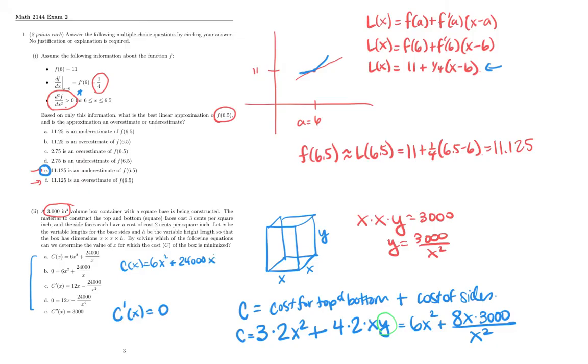And I could write that as x to the minus 1. So then c prime of x will be what? It'll be 12x minus 2,400 x to the minus 2. So that's what I want to set equal to 0. So that would be this answer here, D. So I'm saying 0 is equal to that derivative function.